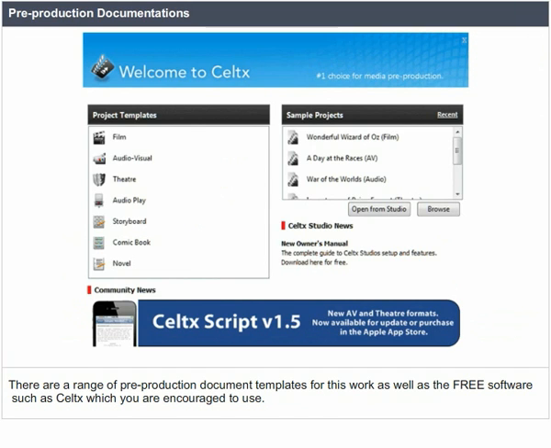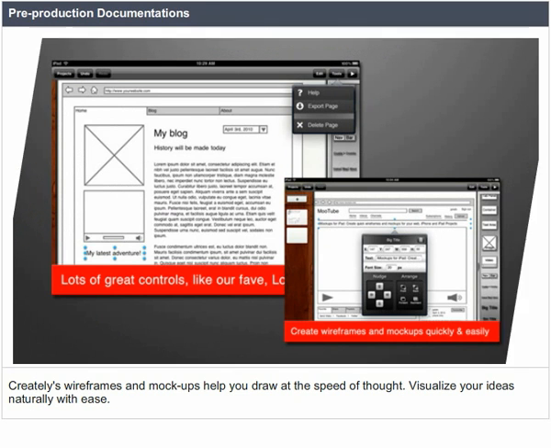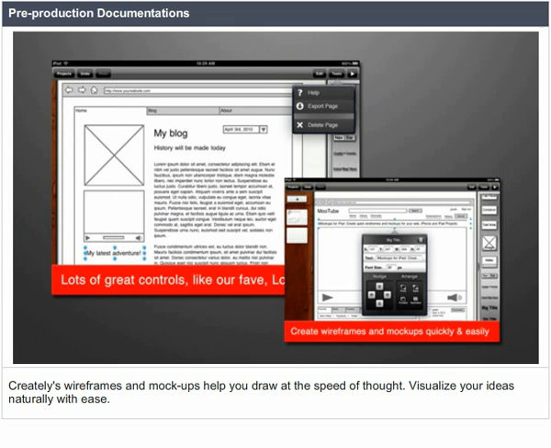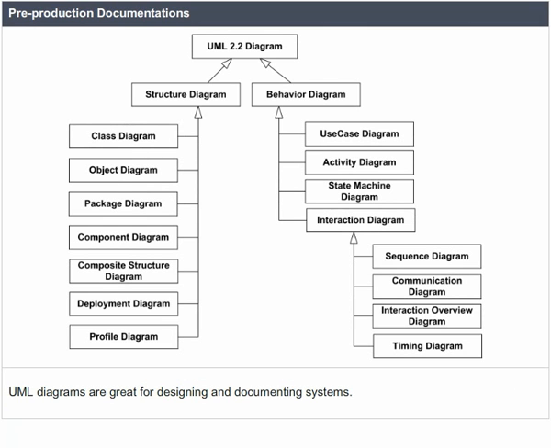Flowcharts are an excellent tool to show complex ideas in a visually pleasing and easy to understand manner. Create wireframes and mockups, which helps you to draw at the speed of thought. Visualize your ideas naturally with ease. UML diagrams are great for designing and documenting systems. UML Smart Objects with Power features helps you to draw faster and support 14 types of UML diagrams.